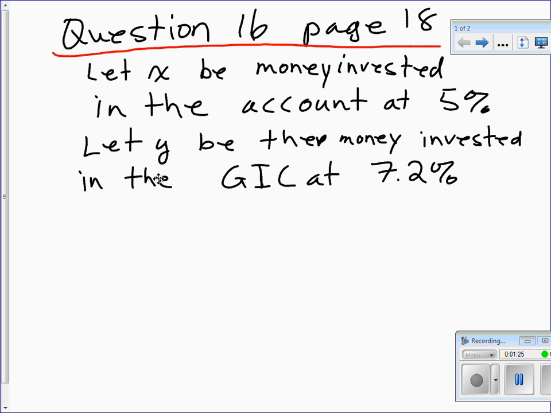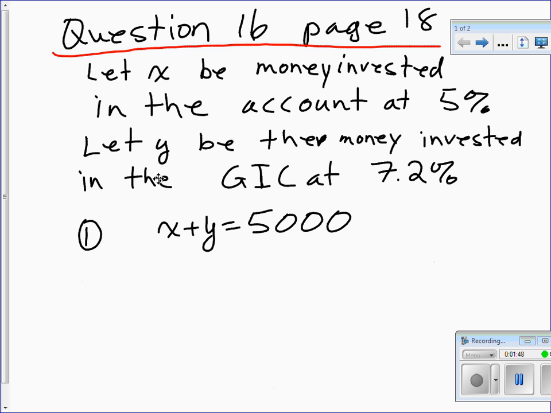Now, based on that, you should be able to get an equation. So the total is 5,000. How could I relate X and Y with 5,000? Excellent. She said X plus Y is 5,000. So we're going to call that equation 1.